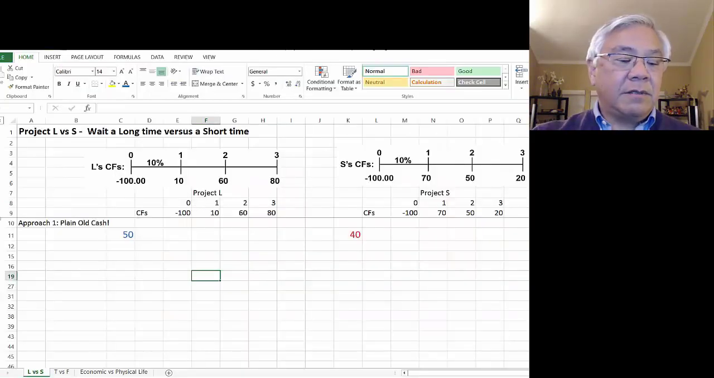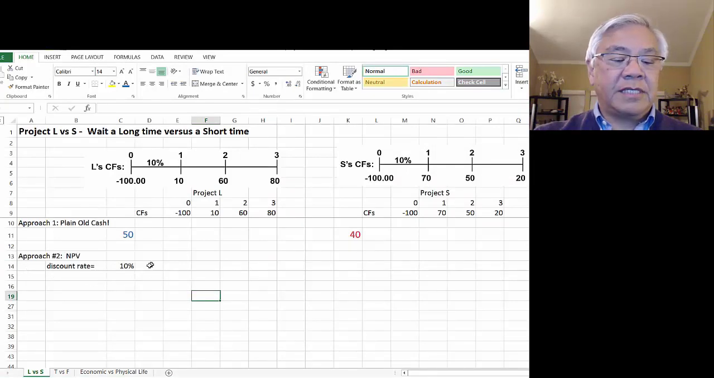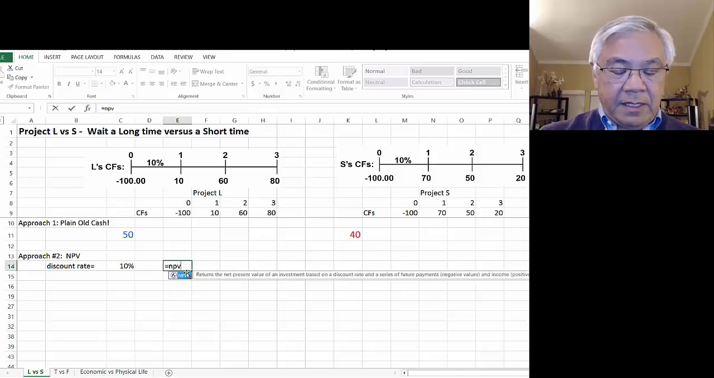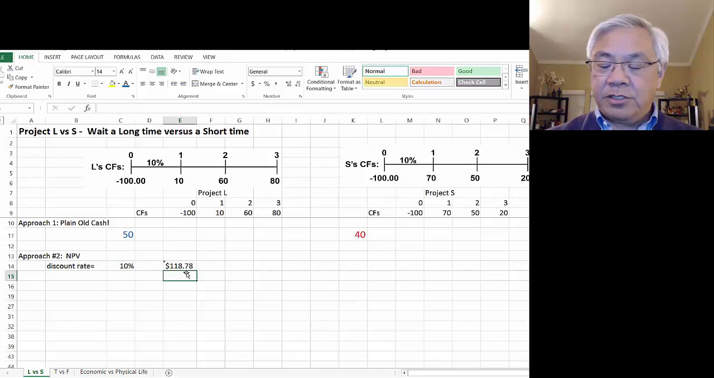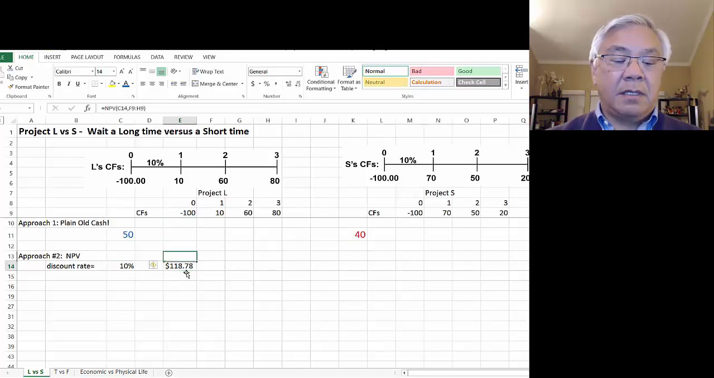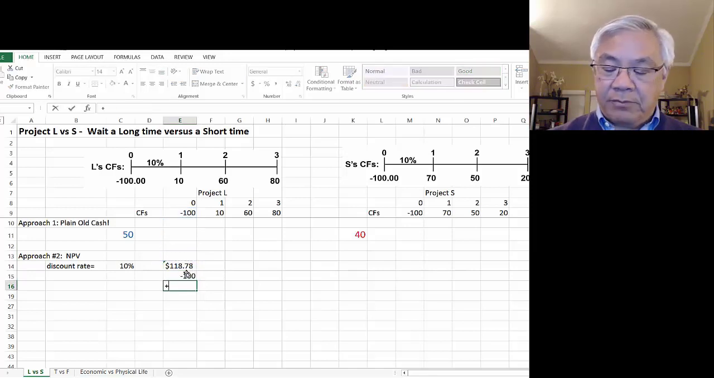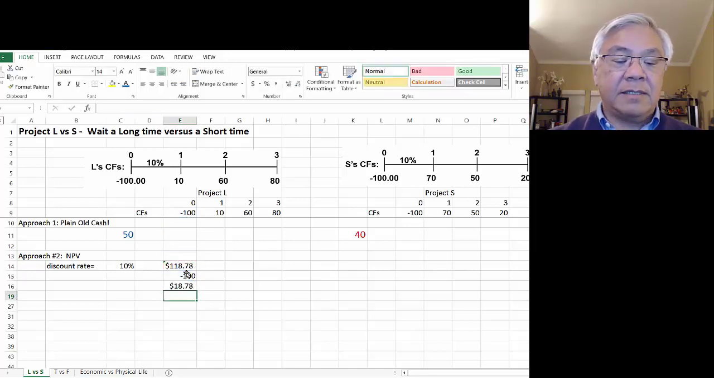All right, so we'll go to approach number 2, discount rate of 10%, and you'll recall equals NPV, and I'll do it the slower way, breaking out the components. So 10% is the rate, and I'm only going to grab years 1 and beyond. And then I'm going to show that there is a negative cash flow of 100, and so the net present value is $18. All right, at least it's positive.